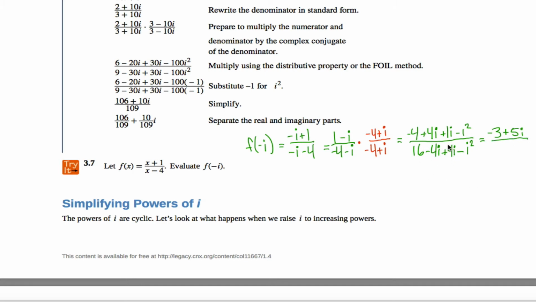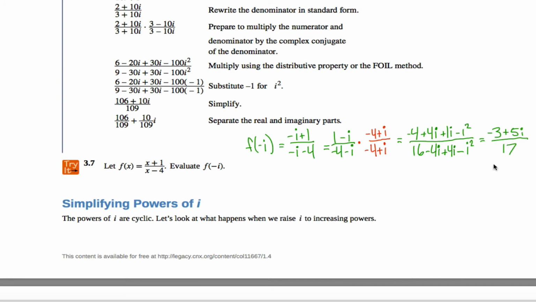The negative 4i and the positive 4i cancel out. And again, this is negative negative 1, aka positive 1. 16 and 1 more is 17. That gets me here. And you're done, you're pretty happy. Well, you're not exactly done. If you left this as your answer, your teacher would probably be pretty proud of you, but might not give you full credit because this is not done.